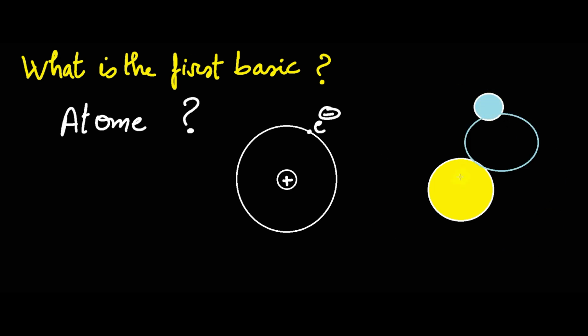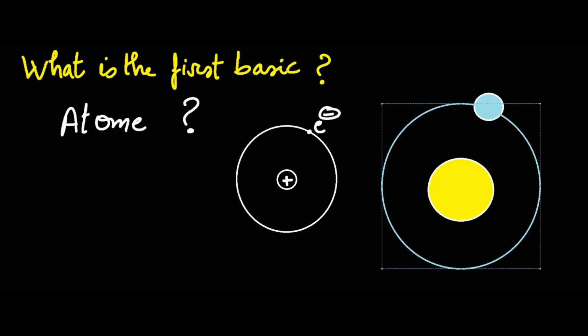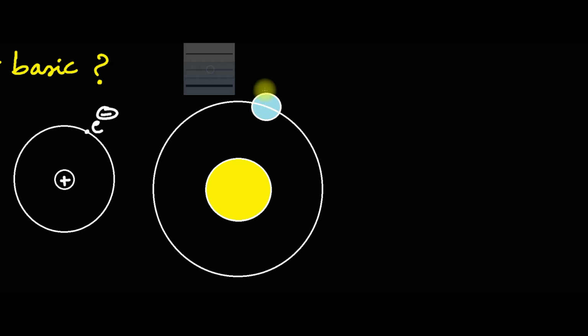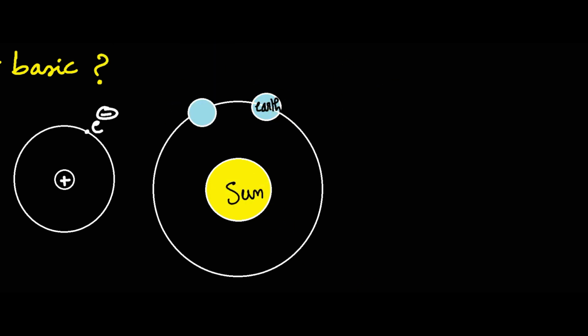For example, the electron turning around the nucleus is something like the earth turning around the sun. The sun is like the positive charge and the earth is like the negative one. In other words, the sun is like the nucleus and the earth is like the electron. So imagine if the atom lost its electron. Can you tell me what will happen?